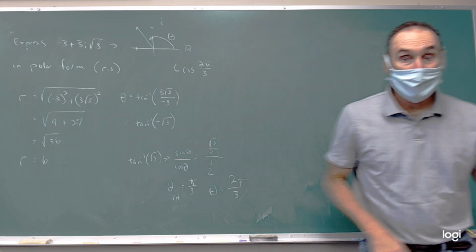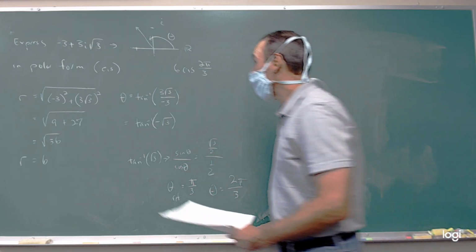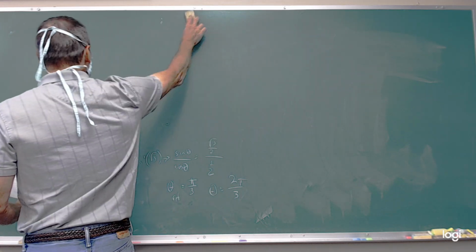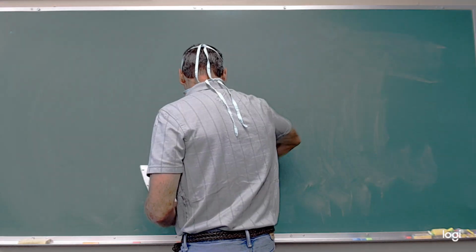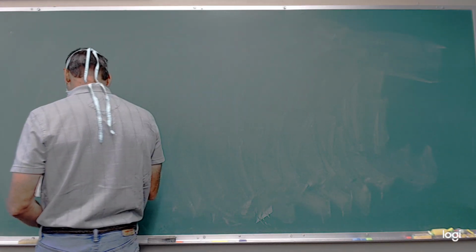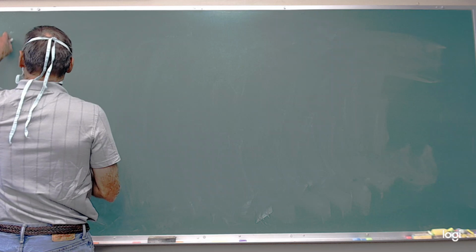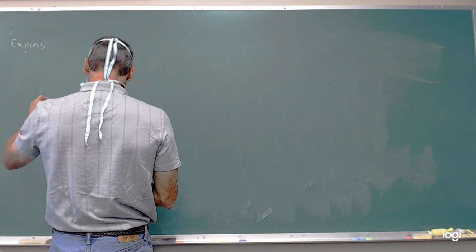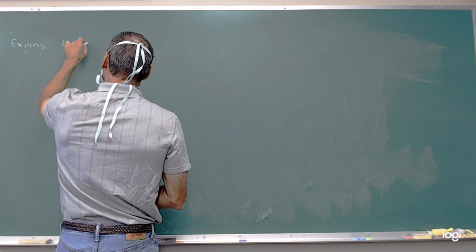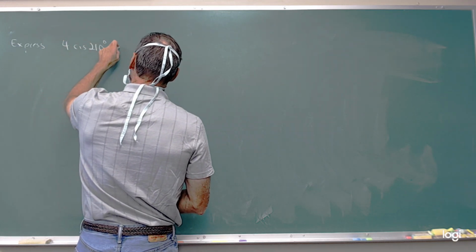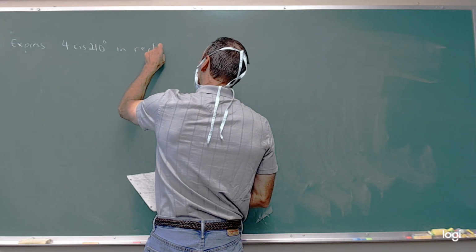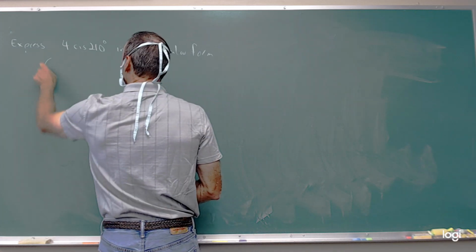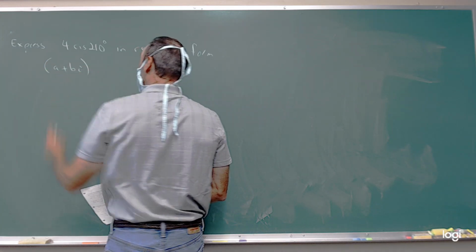All right, are you all right with this? So let's go the other direction. I'm going to give you a polar form of a complex number, and you can find it in rectangular form. So this time we will express 4 cis 210 degrees in rectangular form. And by rectangular form, I mean we want our answer to be a plus bi.